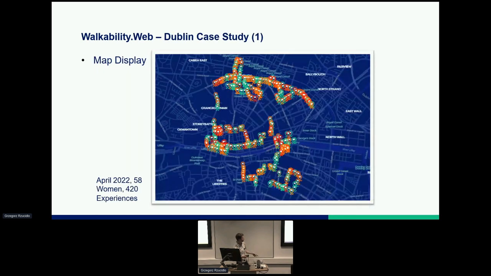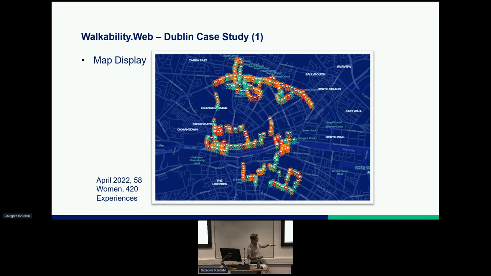And then we did the first case study in April. We had one person being so nice and serving. 58 women agreed, lots of them actually walking with a dependent. And we collected 420 experiences, but these 420 experiences actually resulted in 700 buttons, more or less, right?